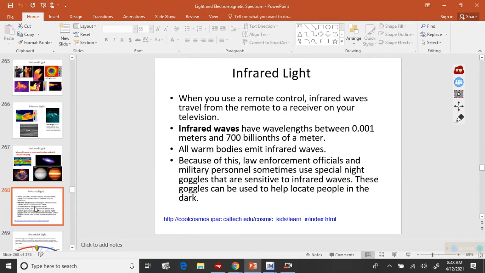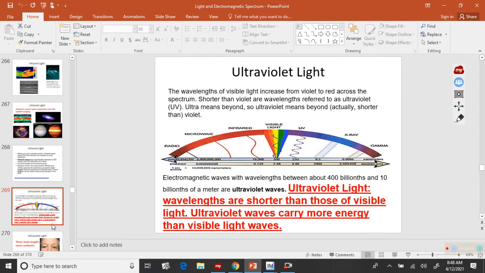All right, so infrared is going to be like when you use a remote control. Infrared waves are what connect the remote to your receiver. And that's based on how the wavelengths sit on the electromagnetic spectrum. They're exactly the same as your wave speed of your body heat.